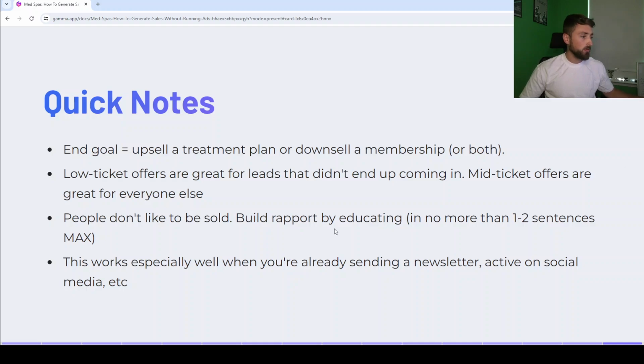But mid ticket offers are great for everyone else. So if someone has already come in for something low ticket, or they've come in for a treatment plan before, or they've come in for literally anything, sending a mid ticket offer is great for those types of people.